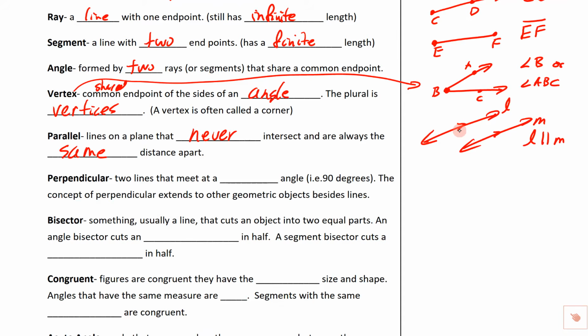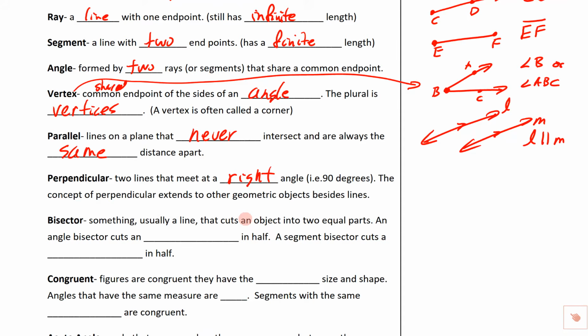Now let's talk about perpendicular. Perpendicular lines are two lines that meet at a right angle. They meet at a right angle. And of course, a right angle is 90 degrees. And the concept of perpendicular extends to more than just two lines. It extends to other shapes, as we might see a little bit later on.